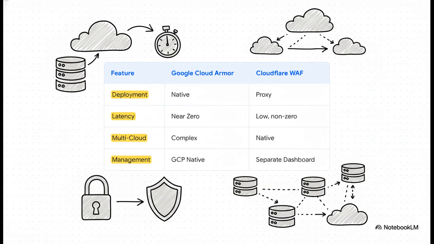So when you lay it all out like this, you can really see the trade-offs. The crucial takeaway here is that your choice really depends on your architecture and what you prioritize. Native deployment means near zero latency for Cloud Armor, but Cloudflare's proxy design makes it a no-brainer for multi-cloud setups. The good news is, both can be managed with tools like Terraform, which is great for any DevOps team.